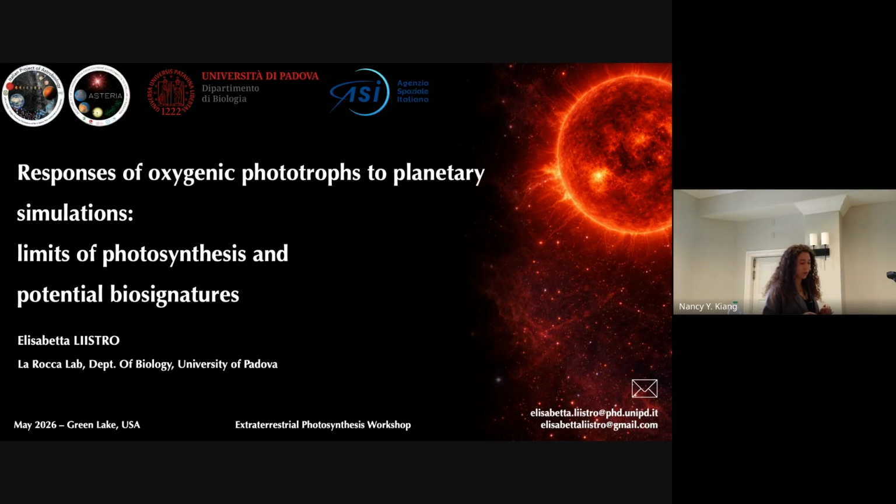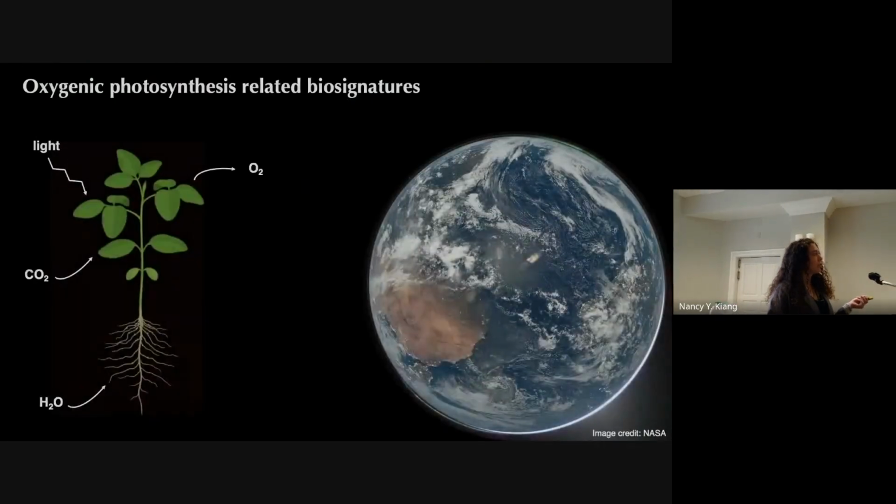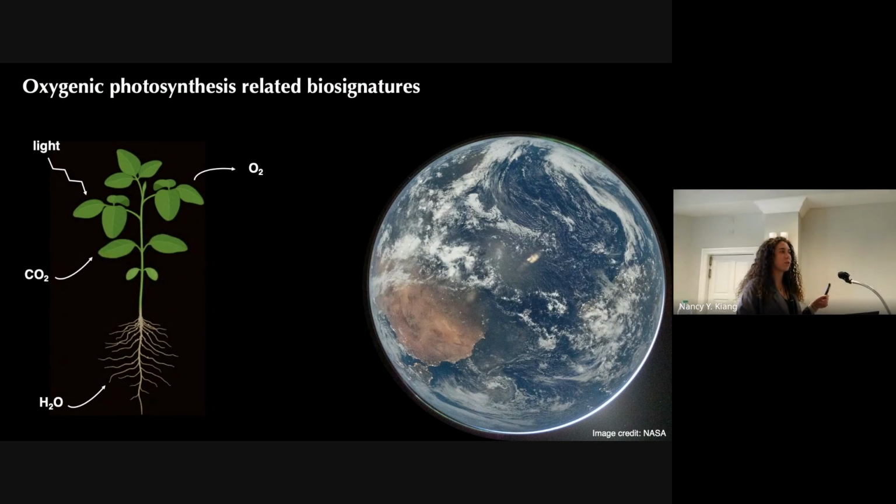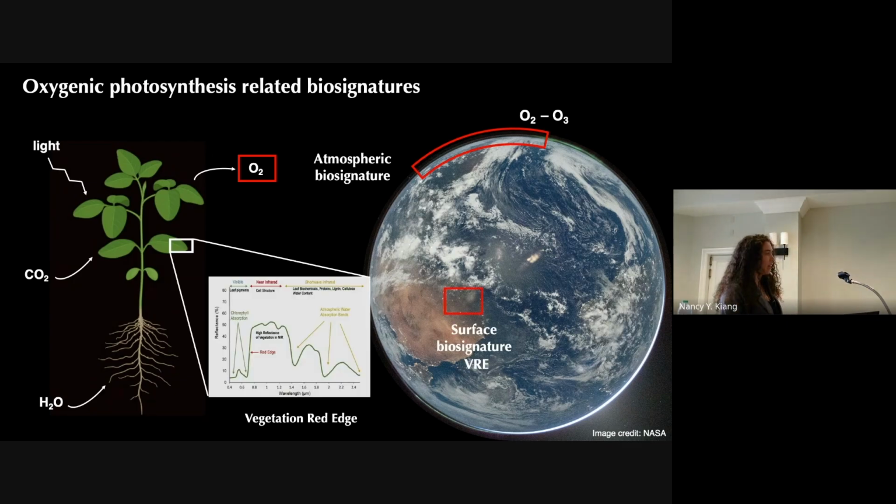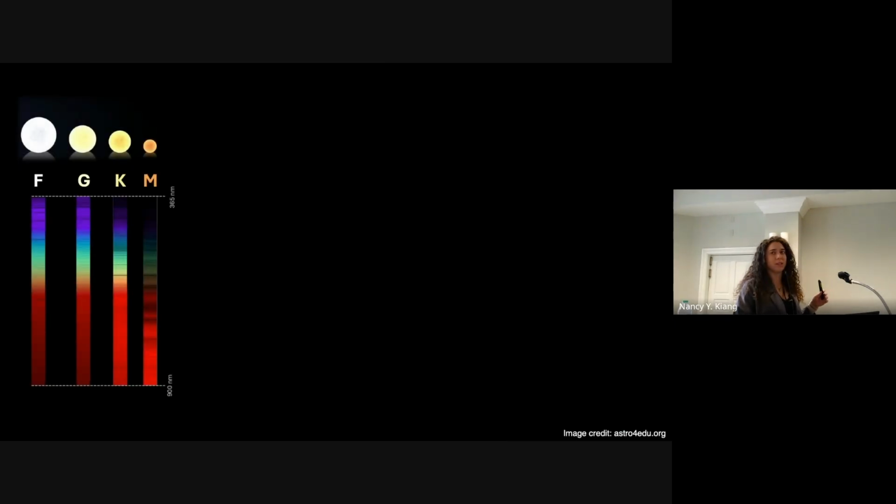So I'm Elisabetta, and today I will show you some of the work that we've been doing in Padova about oxygenic phototrophs exposed to simulated planetary conditions. We are all here because we want to understand whether oxygen photosynthesis could be possible elsewhere and whether it could give us the biosignature that we know on Earth, right? So oxygen in the atmosphere and vegetation like that. To address the possibility of this metabolism to function elsewhere, we decided to address the worst case scenario for photosynthesis, which are M-dwarf stars.